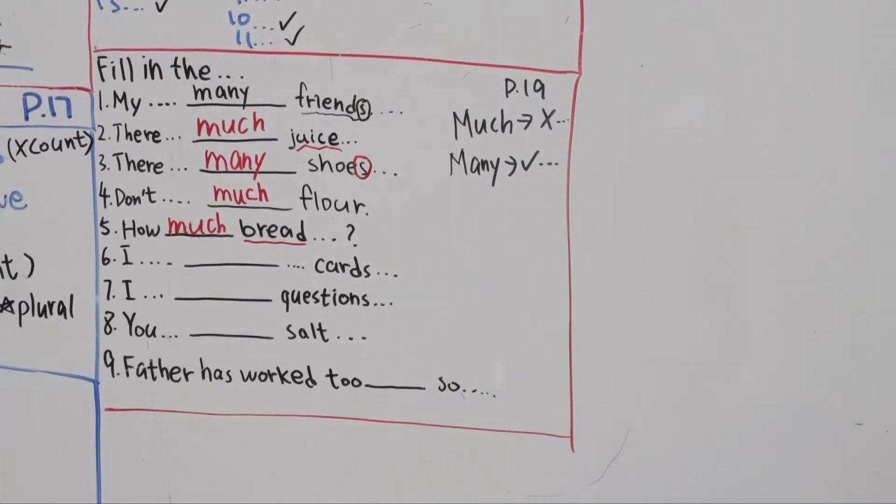So let's do 6 to 9. You do it by yourself. Go. Your time starts now.